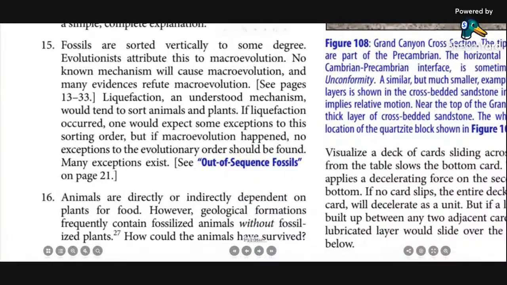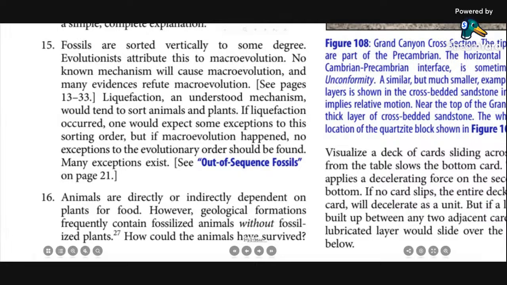Number 15. Fossils are sorted vertically to some degree. Evolutionists attribute this to macroevolution. No known mechanism will cause macroevolution, and many evidences refute macroevolution. See pages 13 to 33.